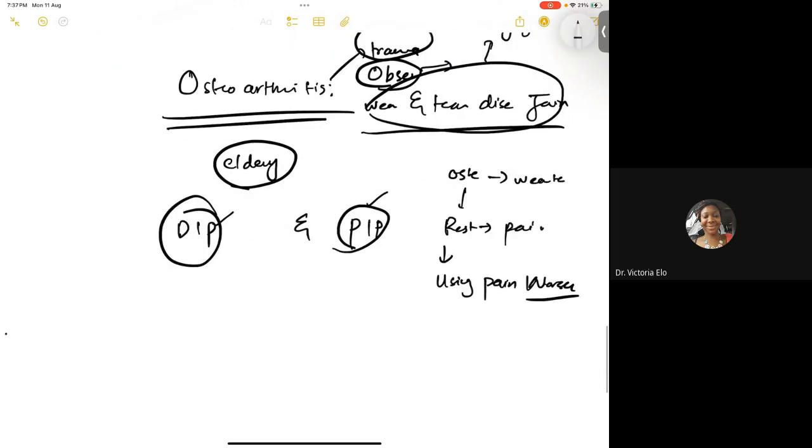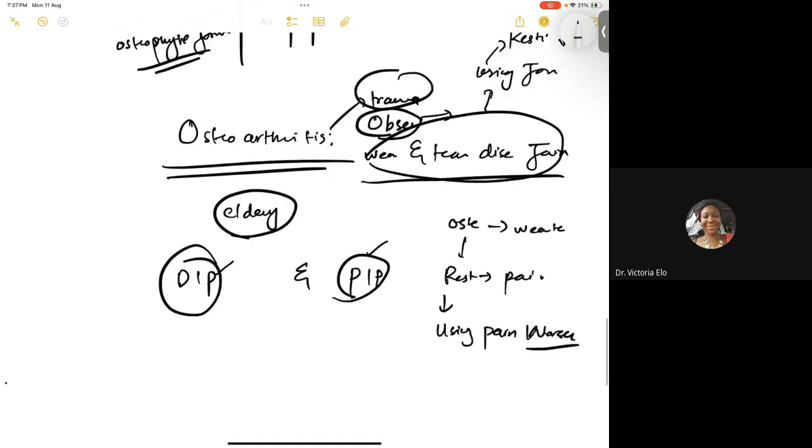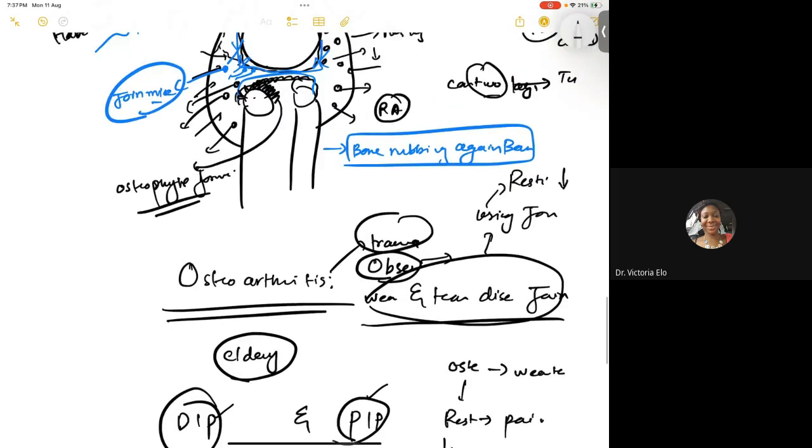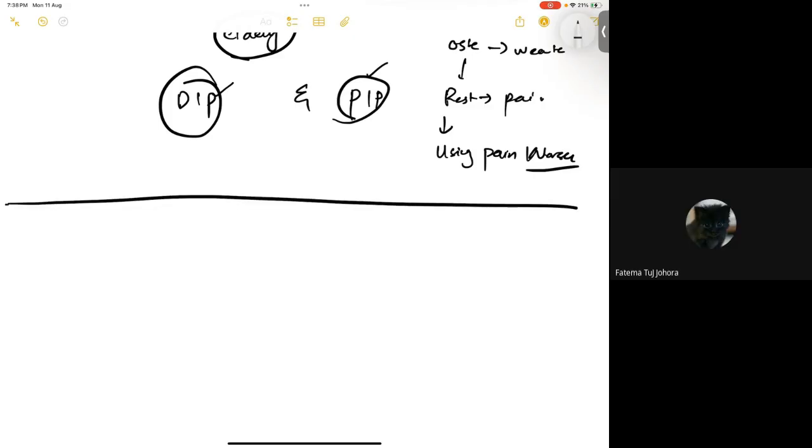So we discussed DIP, we discussed PIP. If we have big nodes due to osteophyte, we just discussed joint space loss, and osteophyte, reactive bony outgrowth due to a lot of friction, bone against bone. If we have nodes due to osteophyte formation at the DIP, what are they called? Heberden nodes. And at the PIP, Bouchard nodes. Okay, perfect.